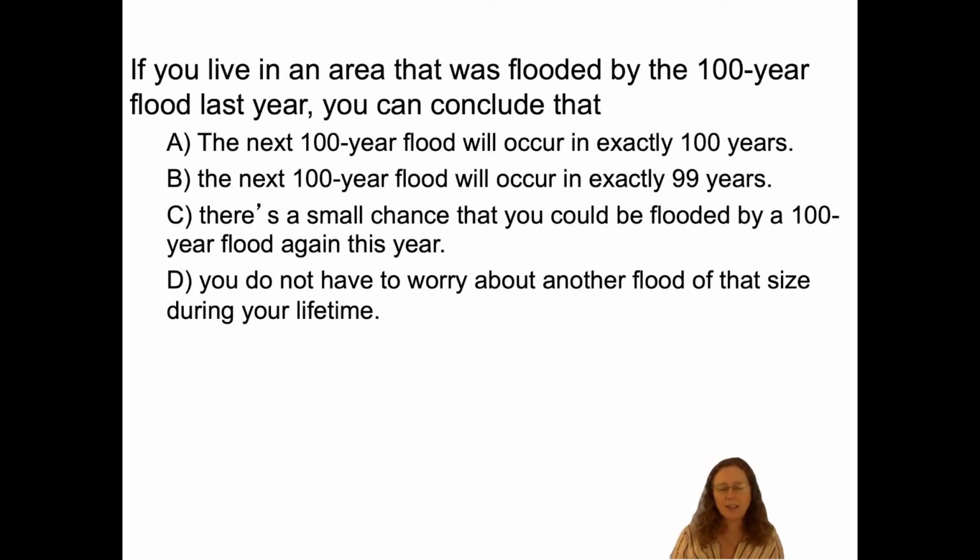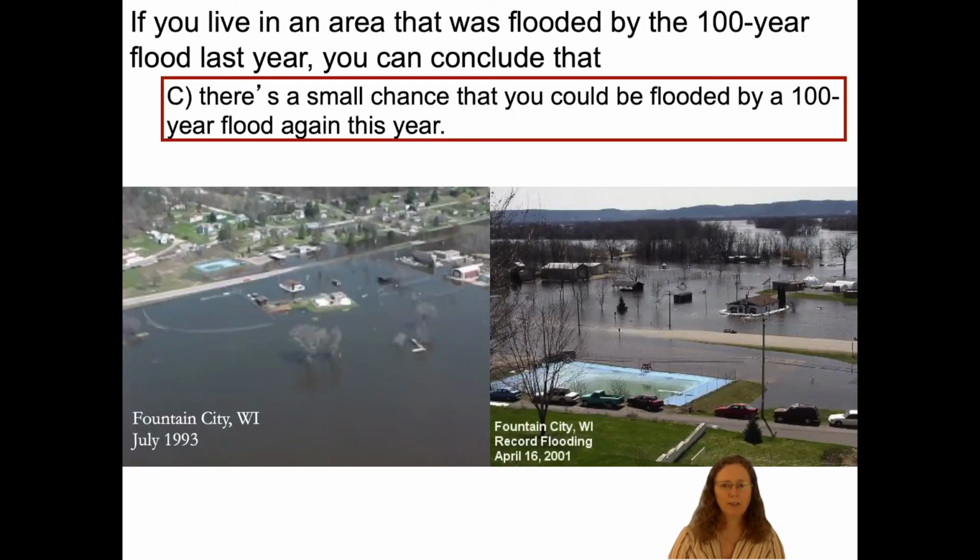So let's try an example multiple choice question. If you live in an area that was flooded by the 100-year flood last year, you can conclude that A, the next 100-year flood will occur in exactly 100 years. B, the next 100-year flood will occur in exactly 99 years. C, there's a small chance that you could be flooded by a 100-year flood again this year. Or D, you don't have to worry about another flood of that size during your lifetime. Hopefully, you all answered C. There's a small chance that you could be flooded by a 100-year flood again this year.